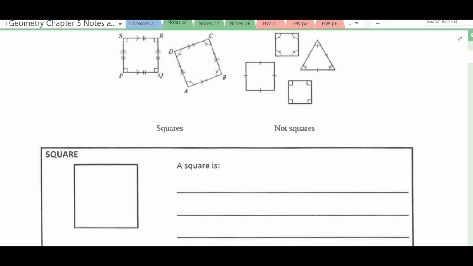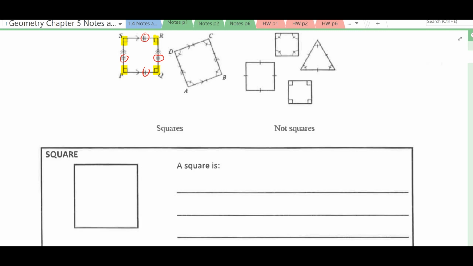Alright, in this video we're going to talk about another special parallelogram. We're talking about squares. So let's take a look at these squares on the left here. Notice that they've got all sides congruent. We also have all the angles congruent. Okay, and we've got that both pairs of opposite sides are parallel. So this is equilateral, and it's also equiangular.